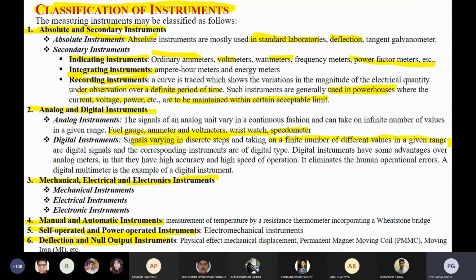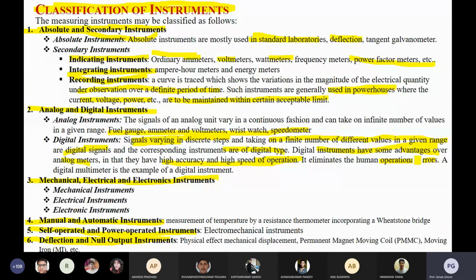Digital instruments have some advantages over analog meters: high accuracy, high speed of operation, and elimination of human operational error. Human operational error means that when you measure a value, some human error may be there, so erroneous results sometimes come. It is called parallax, or perpendicular, error. If you are not viewing the pointer perpendicularly, at any other angle a different value will come, which gives erroneous results. That's why digital instruments are better in that case.